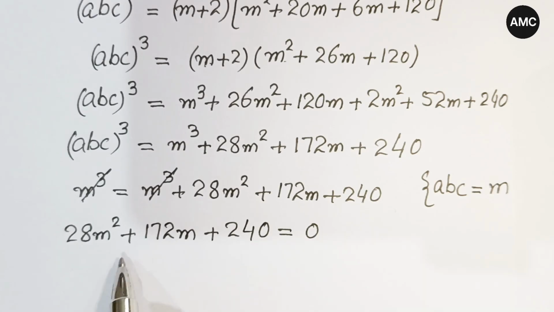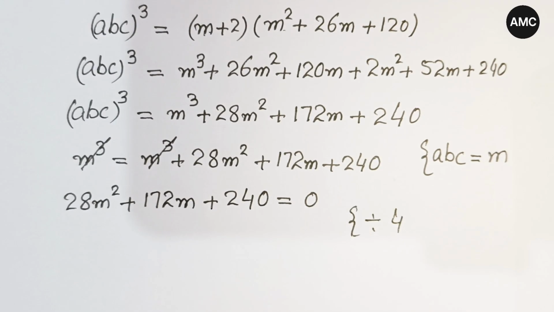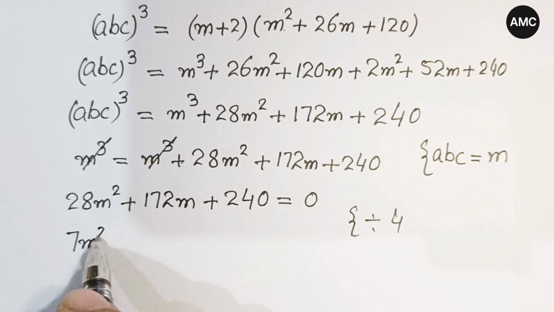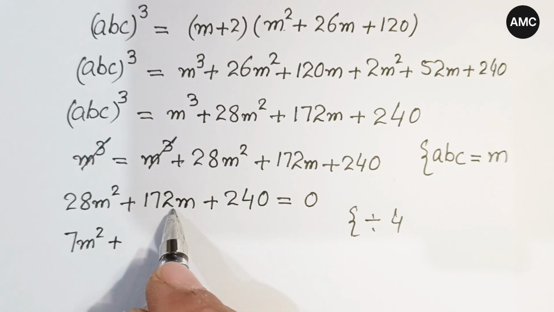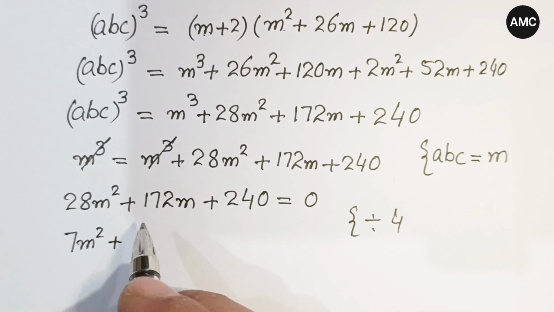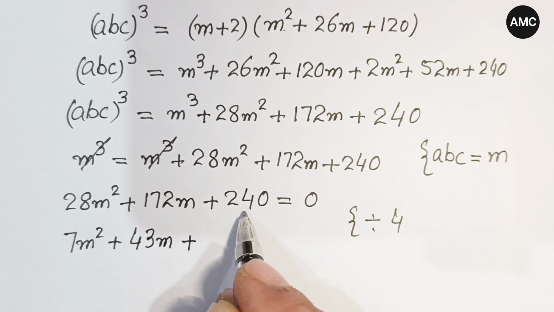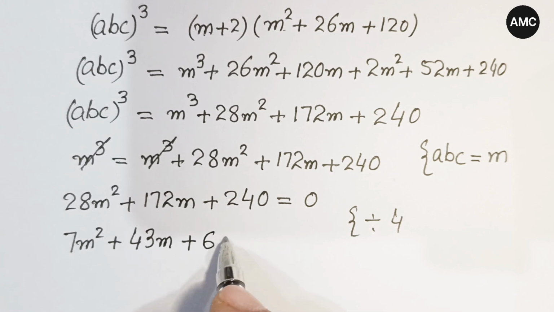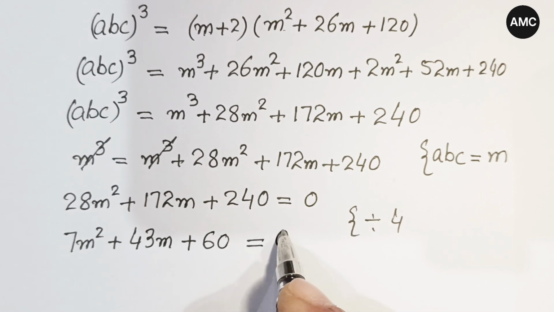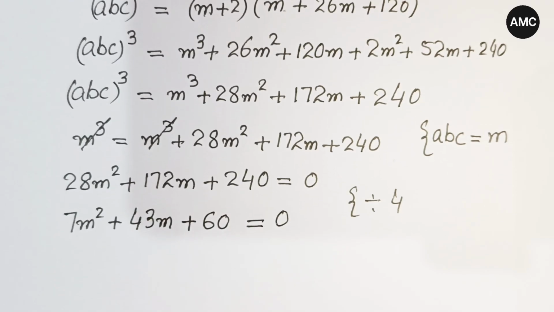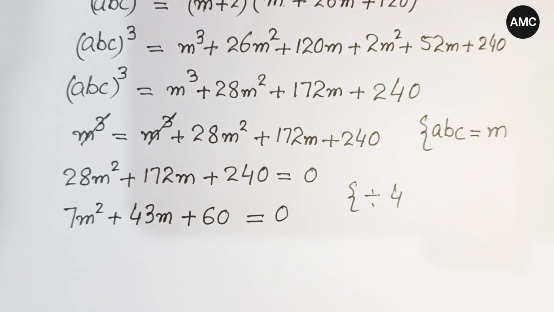So if we divide each term by 4, we get 28 divided by 4 is 7m squared plus 172m divided by 4 is 43m plus 240 divided by 4 is 60, equal to 0. Now here it is a nice quadratic equation. We can solve it by the factorization method.